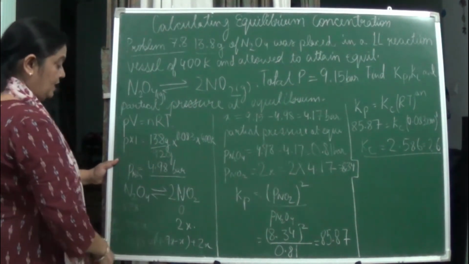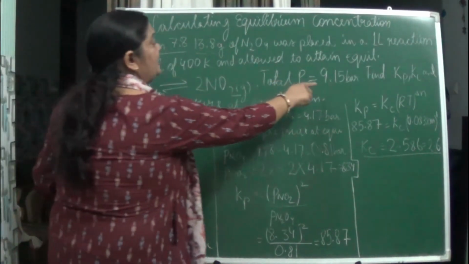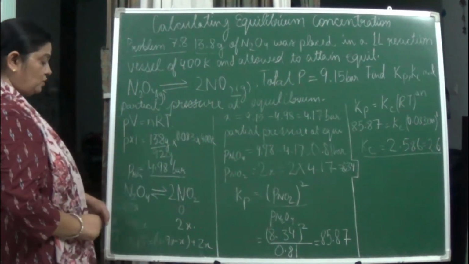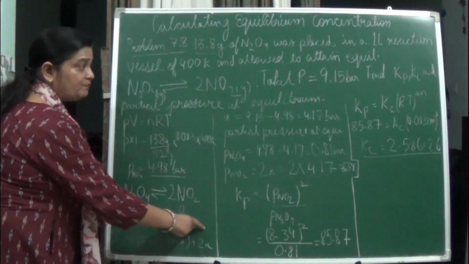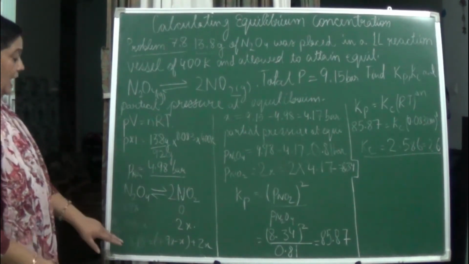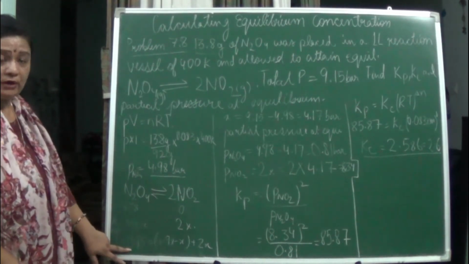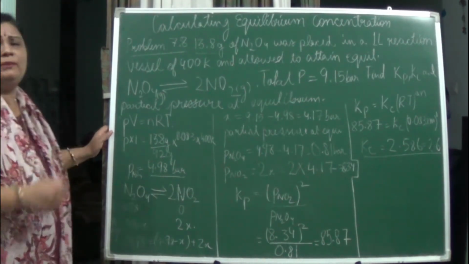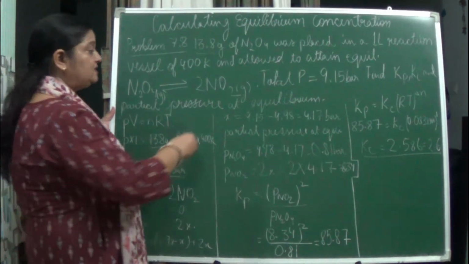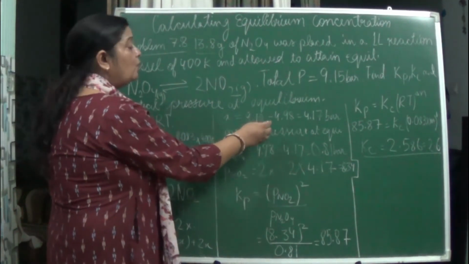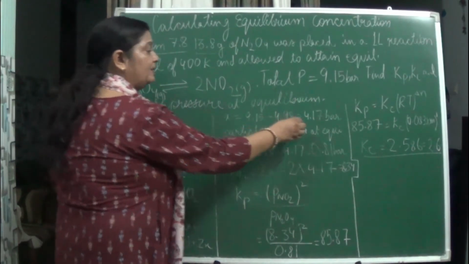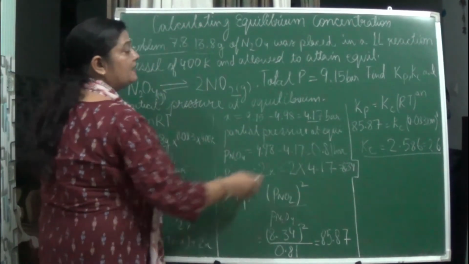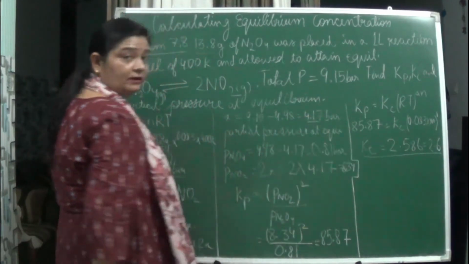Now here you can see total pressure is given. So what is this total pressure? Total pressure is this plus this, and it will become 9.15. Now how will we calculate x? So x is equal to 9.15 minus 4.98, and you will get the value of x, that is 4.17 bar.